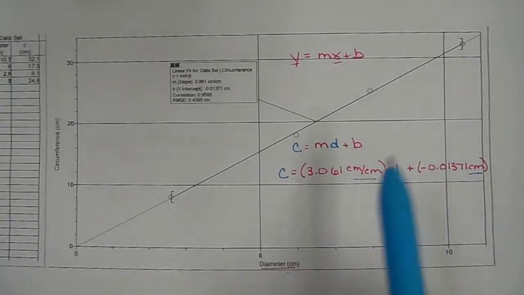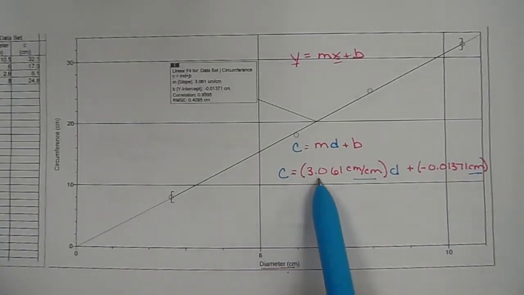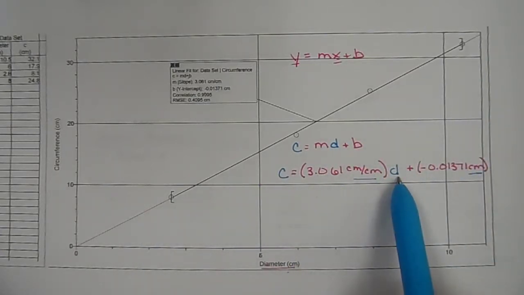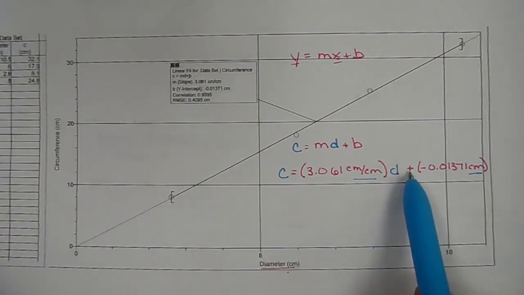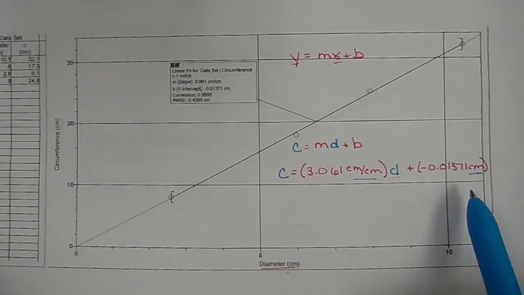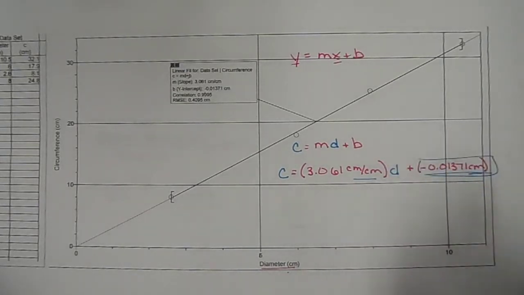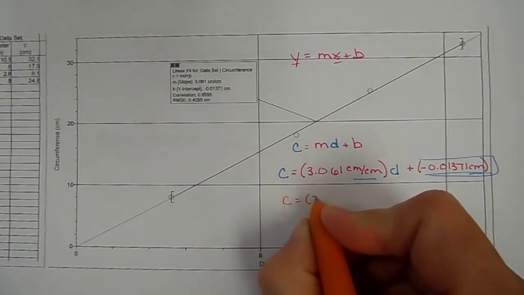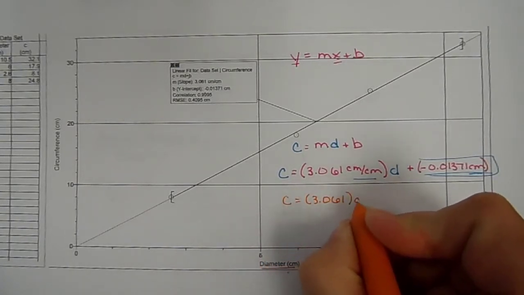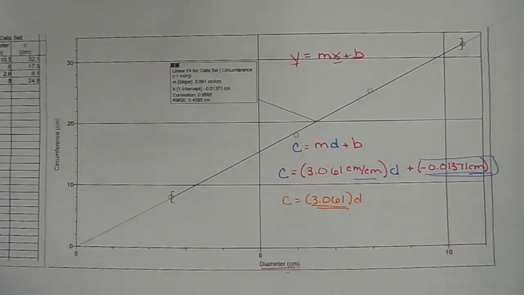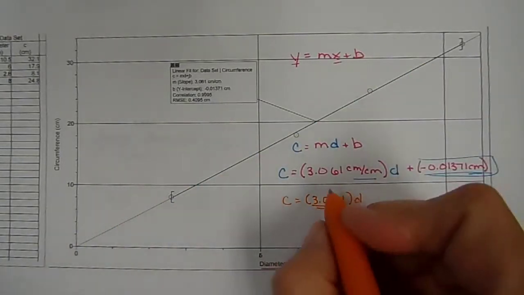So what this equation tells us is the circumference of a circle is equal to some constant, some slope, 3.061, times the diameter of our circle, plus the initial circumference of our circle. Now, here in a minute, we're going to look at some things that tell us whether or not we have to include that, but we'll come back to that later on. But this is what our equation is looking for. Now, you've probably seen this before. Circumference is equal to 3.061 times diameter. What does this slope represent? It represents pi.